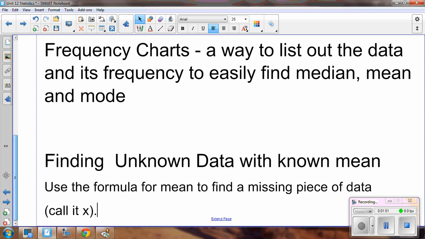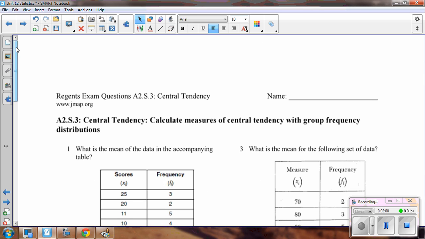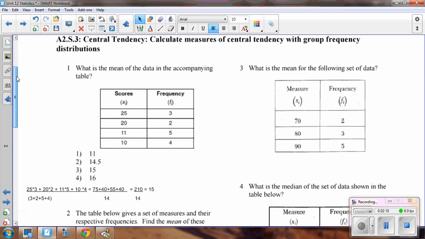The other big piece that we're going to do in this video is finding the unknown data with the known mean. So you're going to still use your mean formula to find the missing piece of data, and we'll just call that missing piece X, and we'll look at a couple of problems that will solve that. So here are some questions. Let's take a look at the first one.